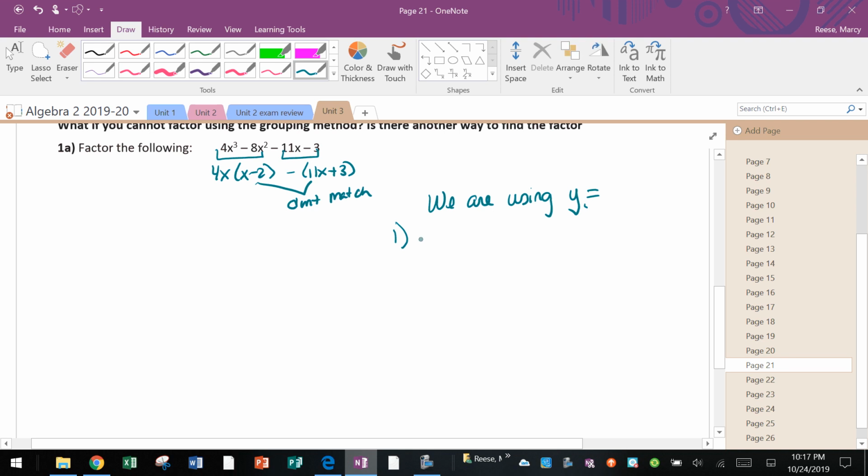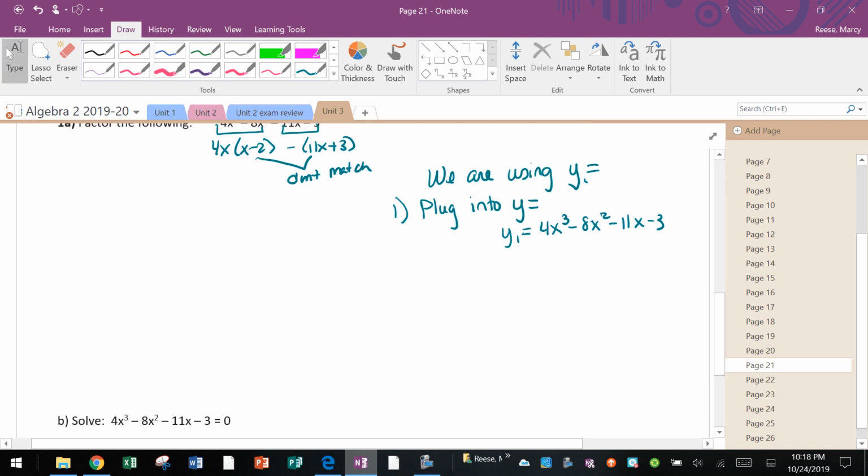So the first step that we're going to do is we're going to plug into y equals. So what I mean by that is we're going to plug it into y1 equals 4x cubed minus 8x squared minus 11x minus 3. Now remember, I'm trying to factor it. So I'm trying to break that, not that quadratic, the 4 terms apart. Okay? It's not a quadratic because the degree's not 2.